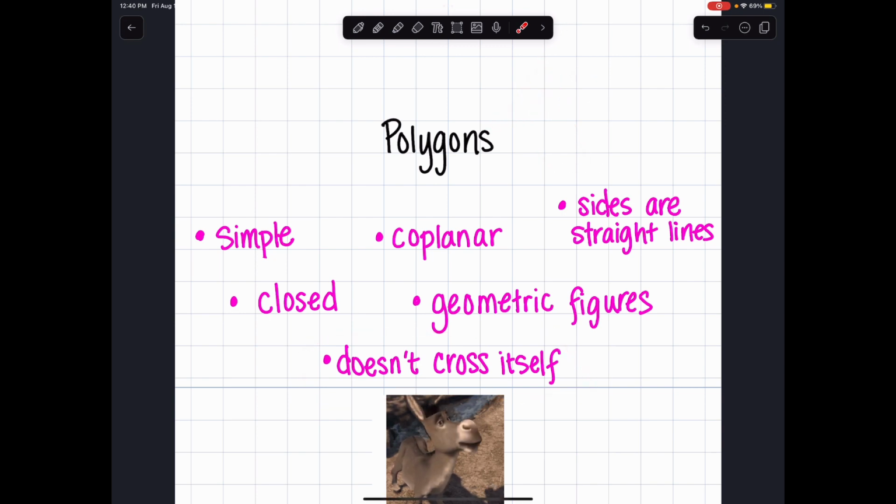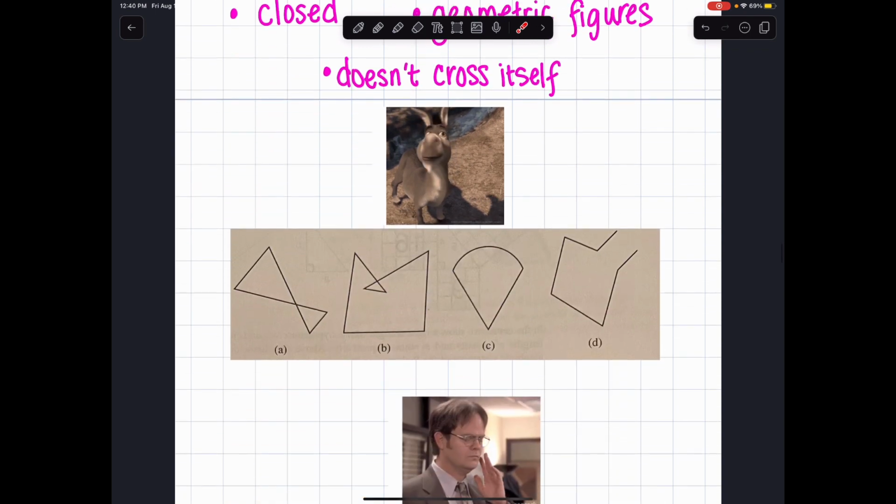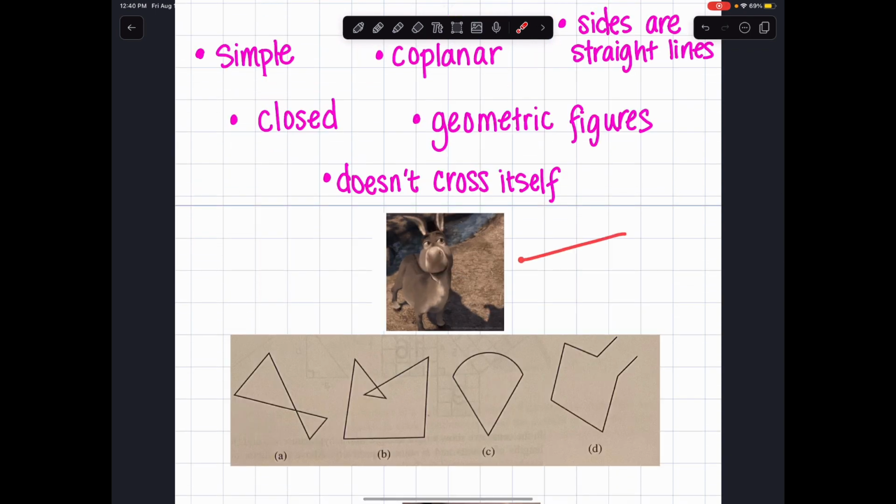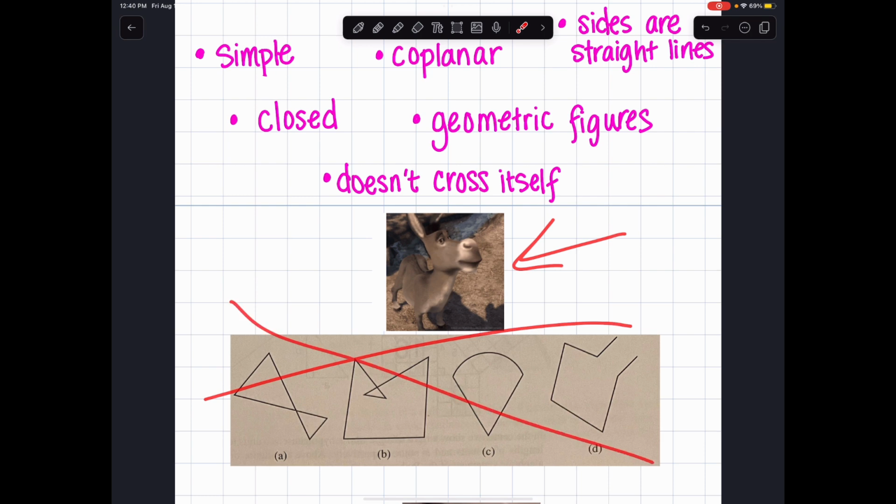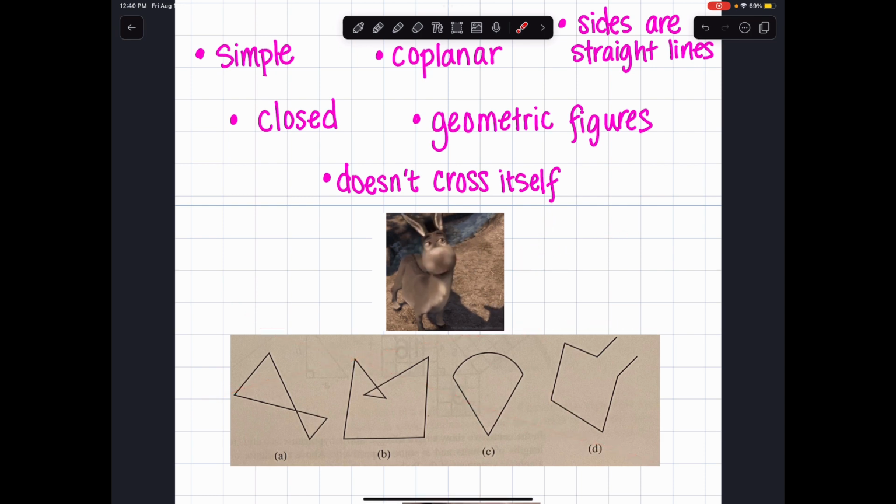That's something that Nora draws. All right, so let's look at some examples. I'm going to put the donkey here because all of these are not polygons. So let's go through and say why they are not. Well, this one crosses itself, so that's not a polygon. This one also crosses itself, so no. This one has a curvy line right here. Curvy lines are not allowed in polygons, so that's a no. And this one has an open space right there. It has to be closed.